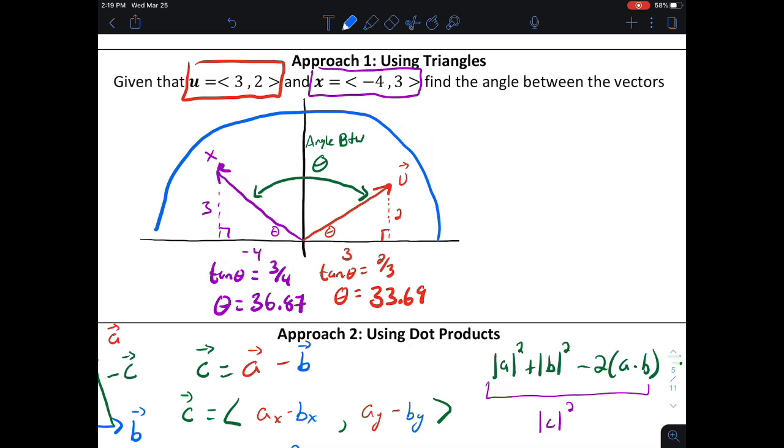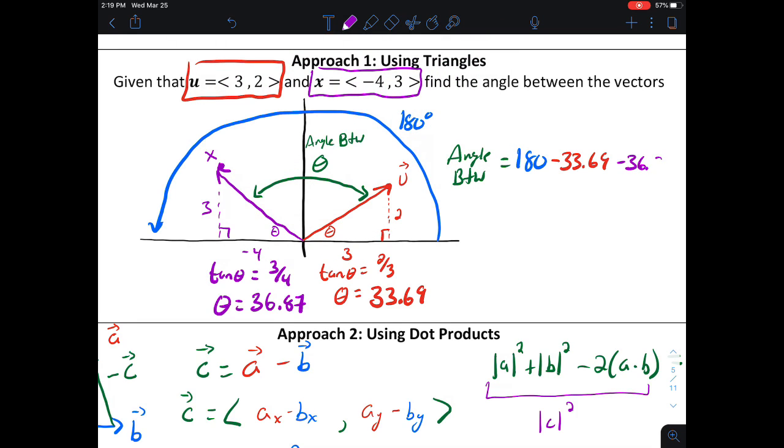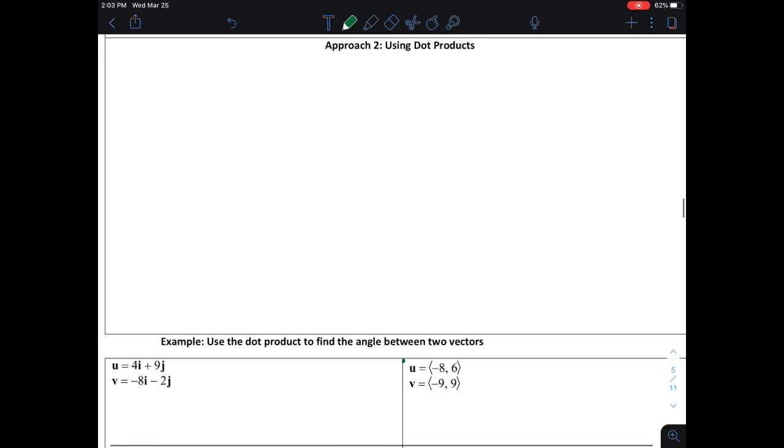And to find the angle in between them, remember the overall angle of rotation from one side of the x-axis to the other is 180 degrees. So to find the angle between my two vectors, it is going to equal 180 minus each of those angles we just solved for. So 180 minus 33.69 minus 36.87 is going to give me my angle in between. So 180 minus 33.69 minus 36.87: 109. Before I can jump in and do this, let me show you where this formula comes from.